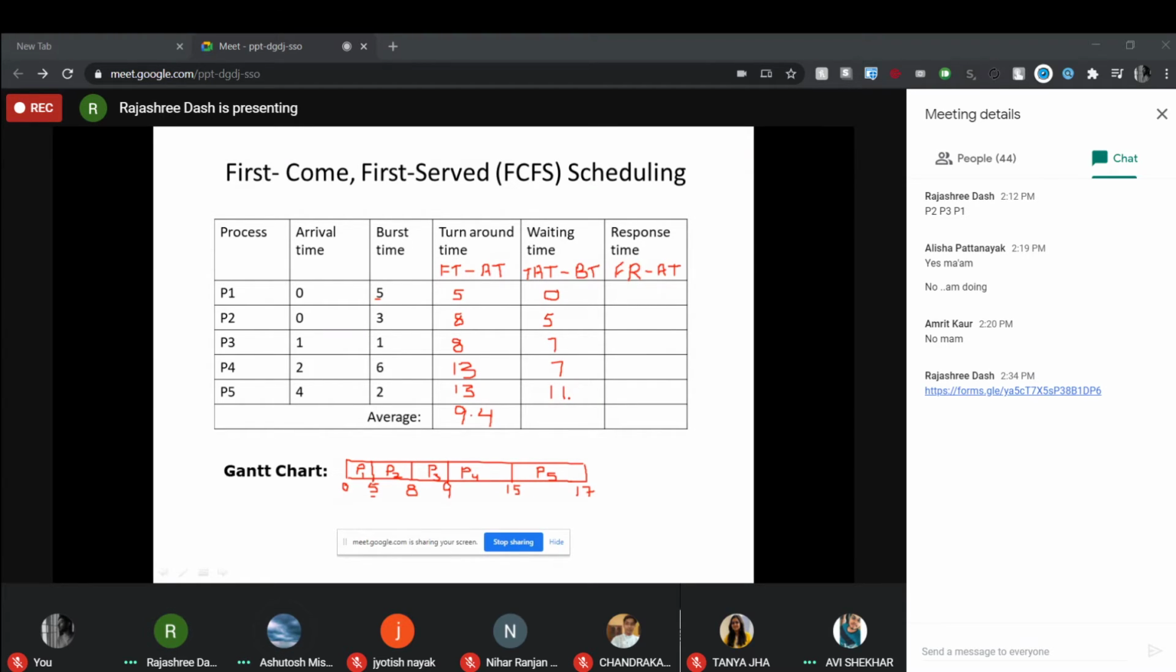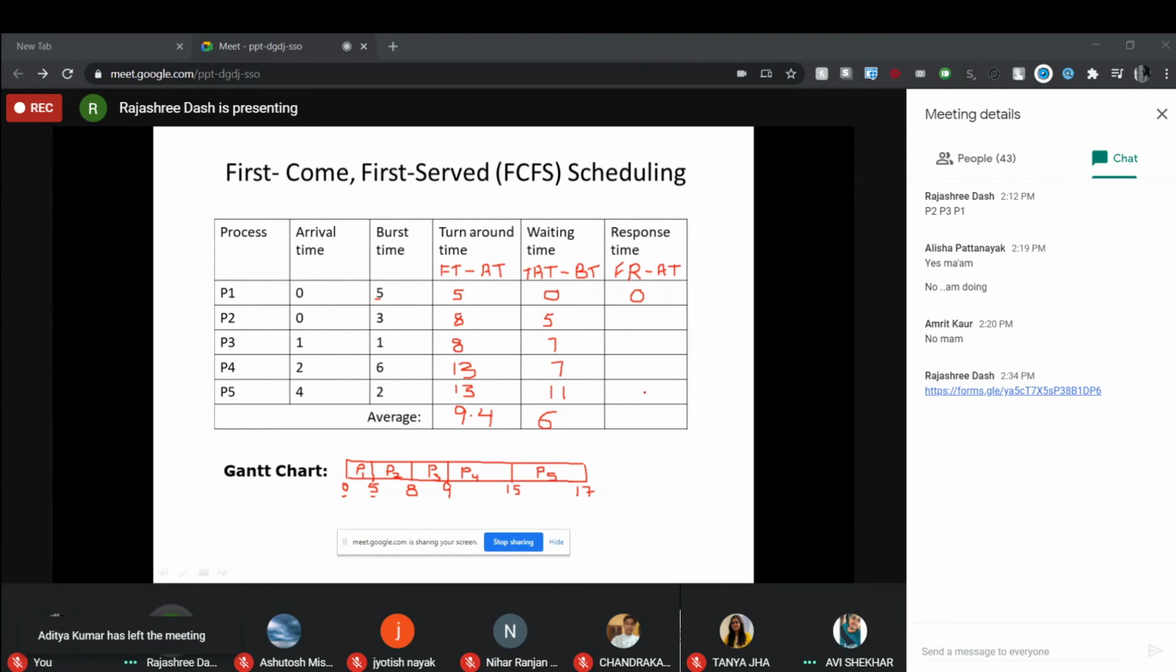Six. Very good. That is 6 milliseconds. Now let's find out the response time. For P1, what is the response time? What is the first response for P1? 0 minus the arrival time 0, so the response time for P1 is 0.